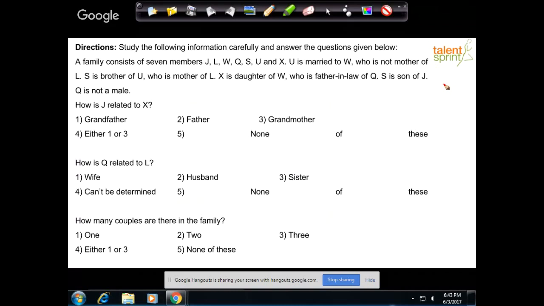Oof, too much information, right? But well, the only simple trick to solving questions on blood relations is to draw a tree diagram. Start by drawing a tree diagram, and the tree diagram will make things extremely simple.